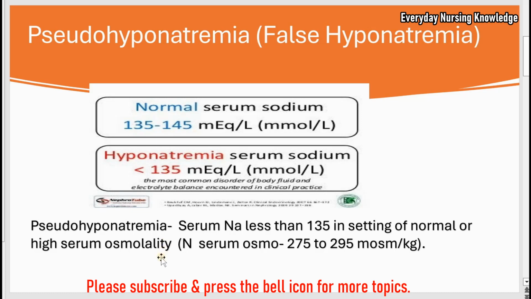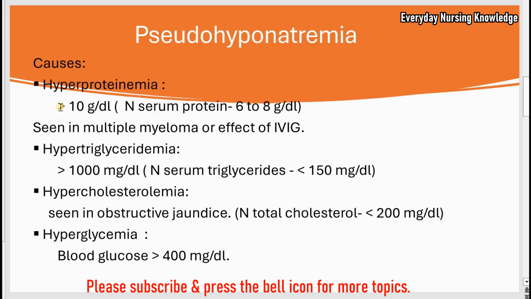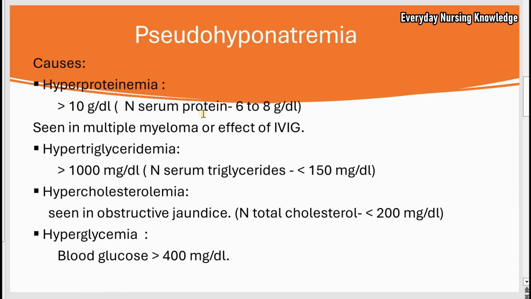Now let's see what the causes of this pseudohyponatremia are. When there is hyperproteinemia, increased protein levels, usually greater than 10 gram per deciliter. Normal serum protein is 6 to 8 gram. It is usually seen in multiple myeloma or the effects of immunoglobulin therapy. The second cause can be hypertriglyceridemia, increased triglyceride level, usually above 1000 milligram per deciliter. Normal triglyceride level is less than 150.